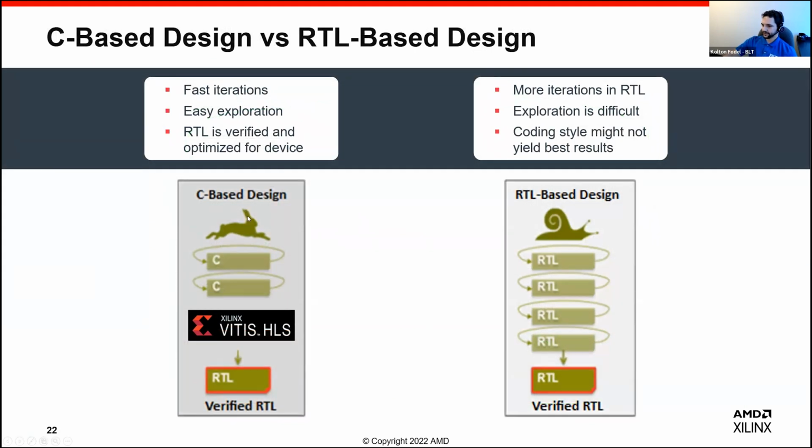So C-based: fast iterations, easy exploration using the pragmas and directives to specify what type of hardware you want to target there. RTL, much slower. Exploration is difficult. To change different hardware aspects you're targeting, you have to rewrite a lot of VHDL or Verilog code. But in C-based design, you're just changing some pragmas or directives there, which are just settings you're applying to the C code to tell it what hardware to target.